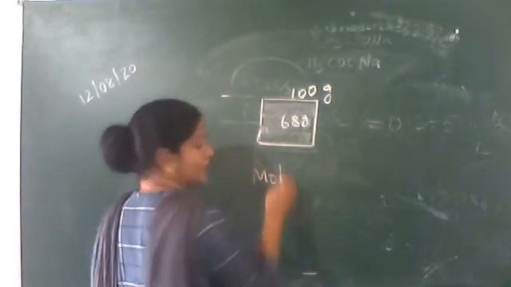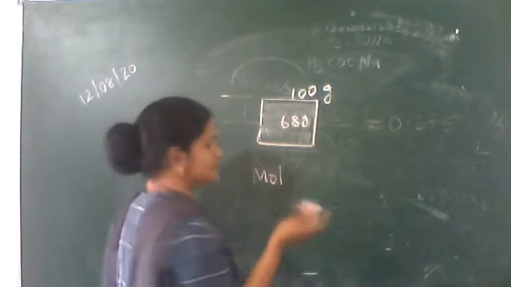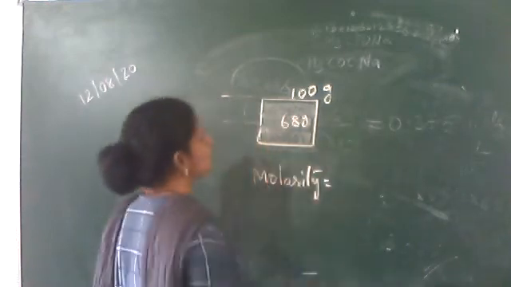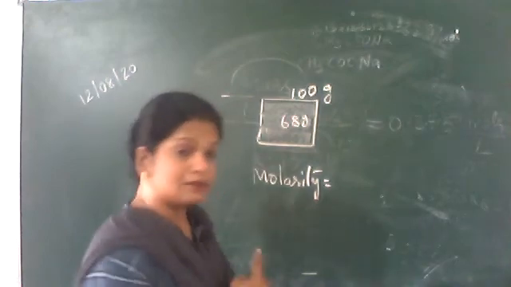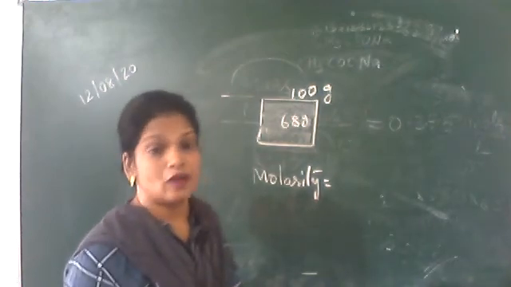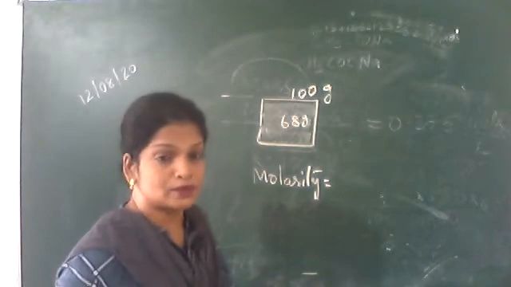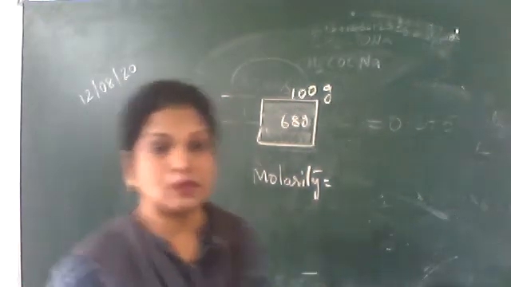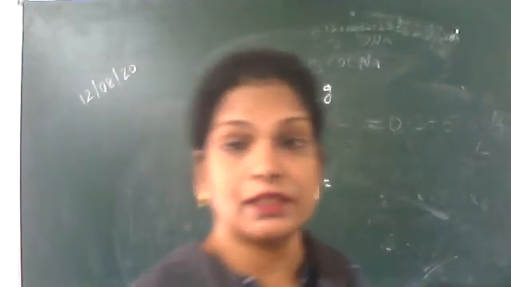Molarity means it is a concentration term. Molarity is equal to number of moles of solute. Solute weight is 68 gram. How many moles? Convert that into moles: 68 gram divided by molar mass. What is the molar mass of HNO3?